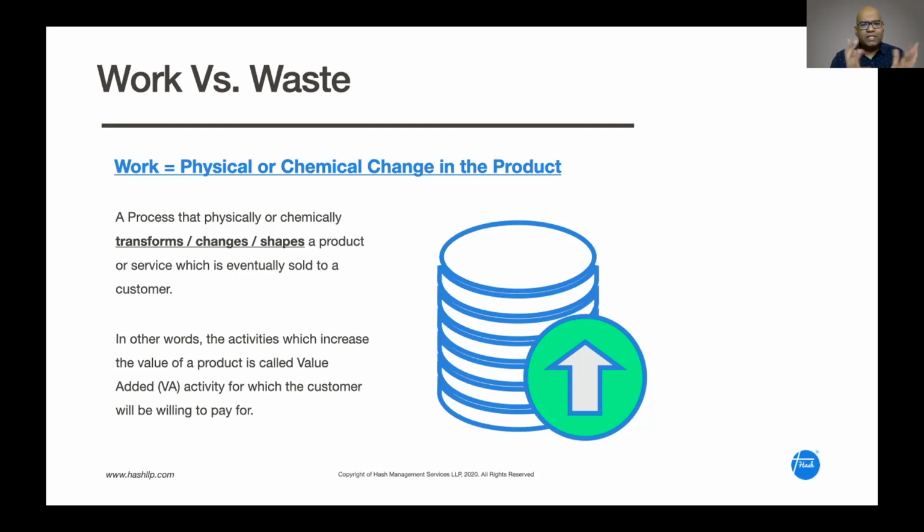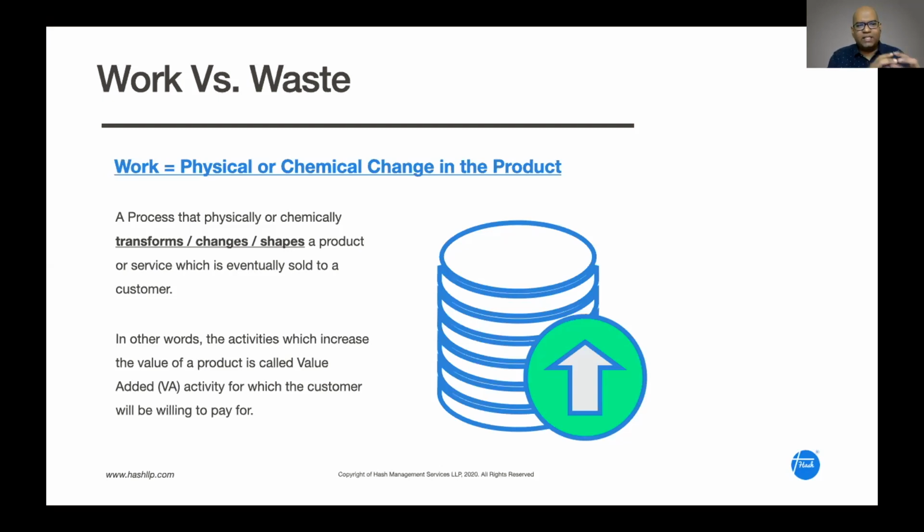There is no physical change. The product looks as it is, right? But there is an internal change. The chemical change is happening. So that can also be called a work. So work means whenever there is a change that happens in the product, it can be called a work, because there is a value addition that is happening. Whenever there is a change, you are adding some value to it, right?